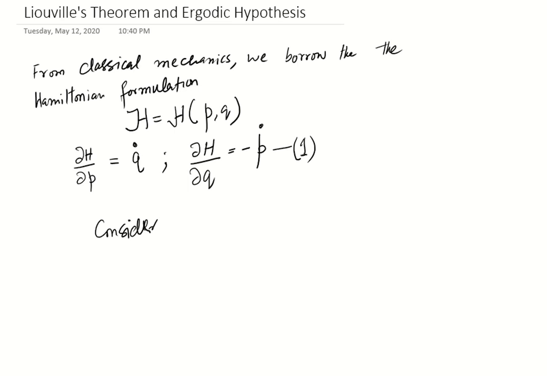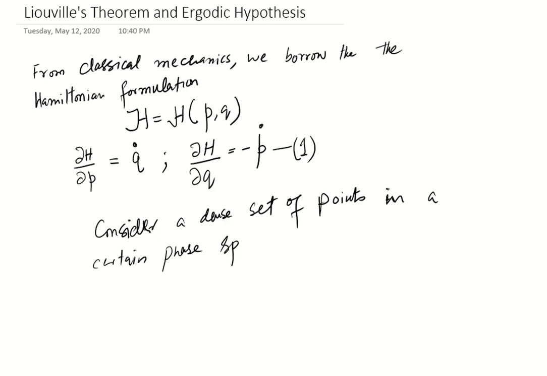So now consider a dense set of points in a certain phase space such that we are able to define the density function, such that we have a density function rho, which is a function of generalized coordinates, generalized momenta, and time.